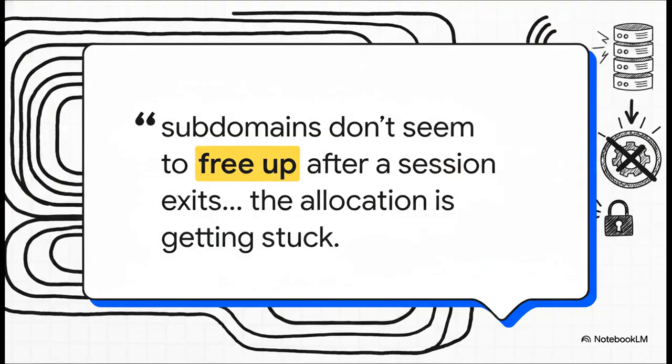So, this piece of feedback comes straight from a user on Reddit. What they found was that after a tunnel with a custom name ended, especially if it crashed or they had to kill it unexpectedly, that custom subdomain would get stuck. They couldn't just start a new tunnel and reuse it right away.